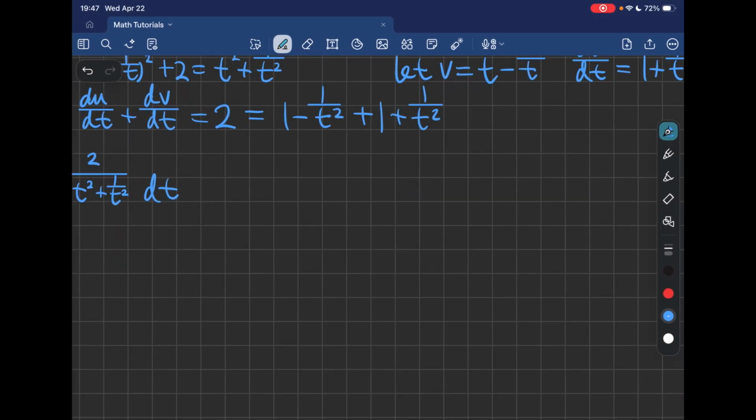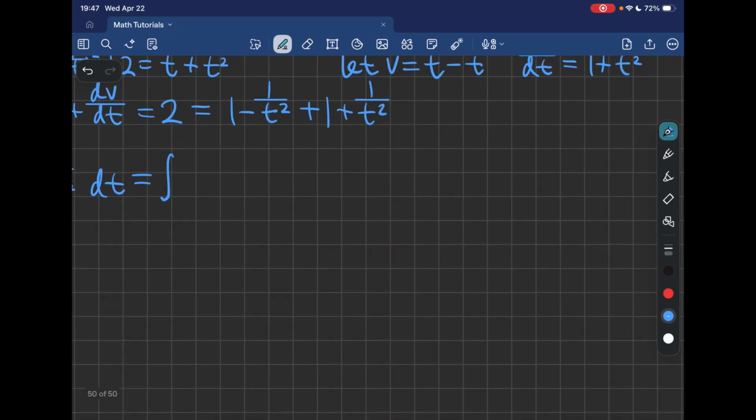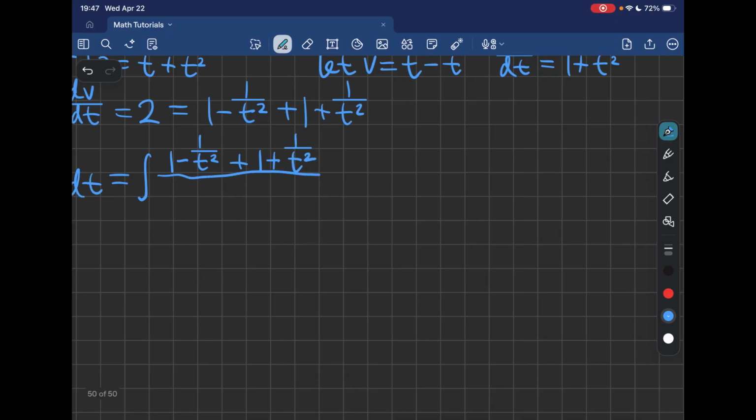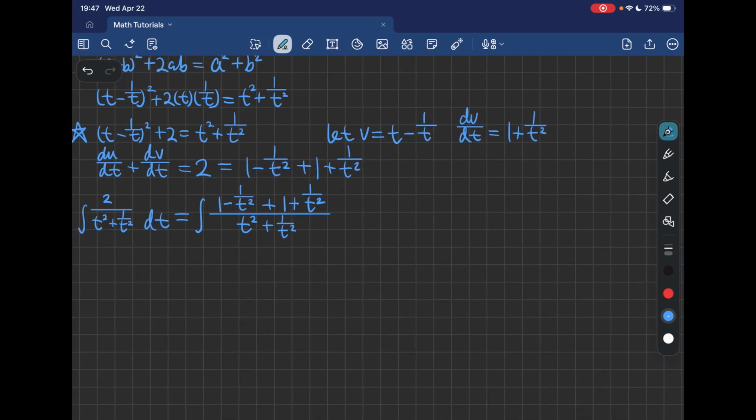So if we rewrite this, we will have a big numerator on top. I'll go with 1 − 1/t² first, plus 1 + 1/t², over t² + 1/t² as the denominator, dt, right? So that could be split into another one.